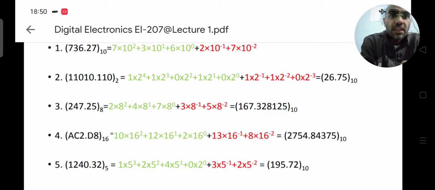So if the number given is 247.25 in base 8, then it can be represented as 2 into 8 to the power 2 plus 4 into 8 to the power 1 plus 7 into 8 to the power 0 plus, oh, I'm very sorry, this should be 2. So it is by mistake. So you make it correct, and then probably I might have made the mistake in calculating this.